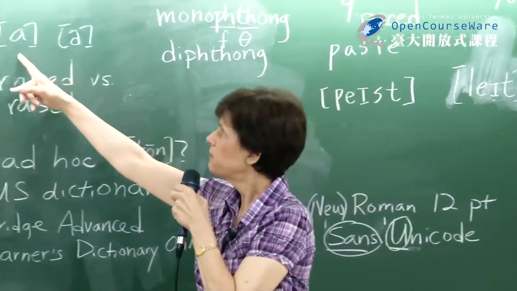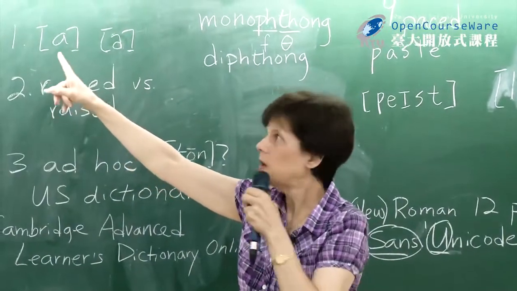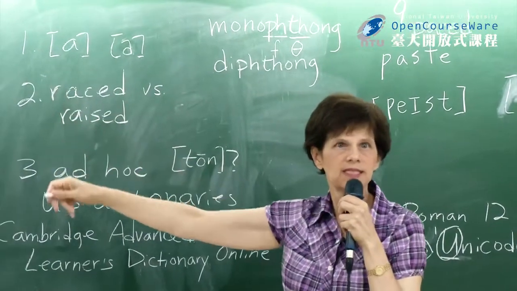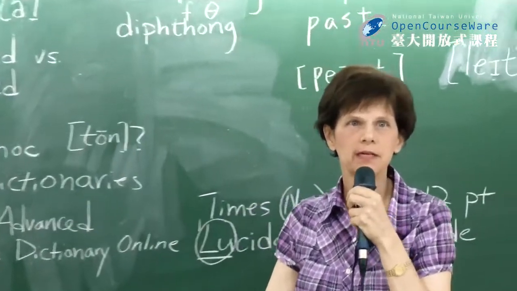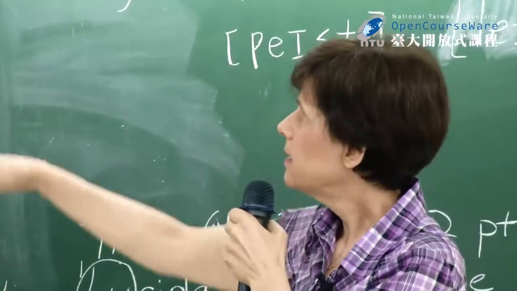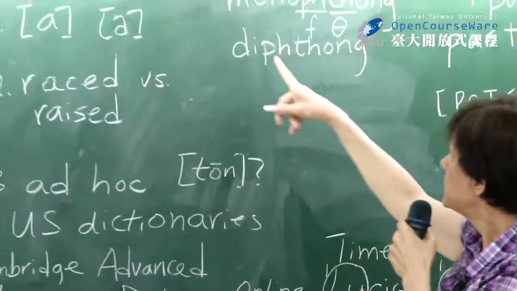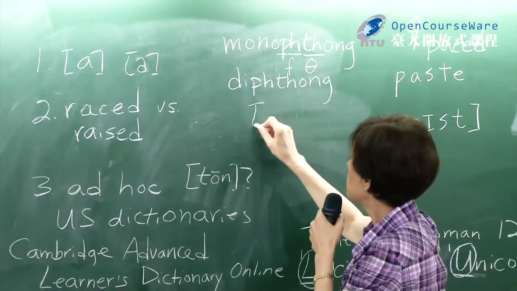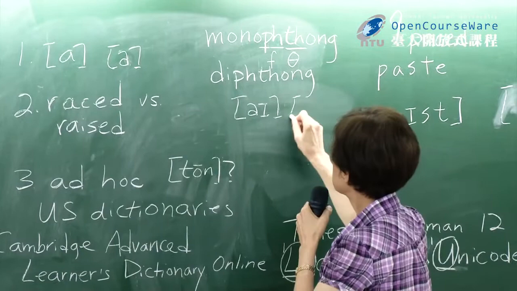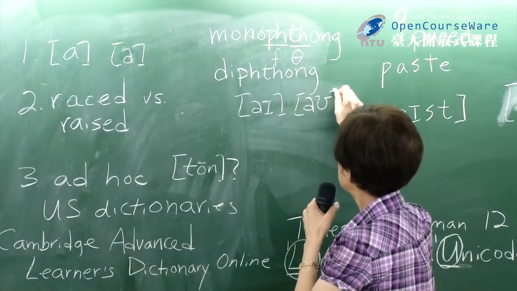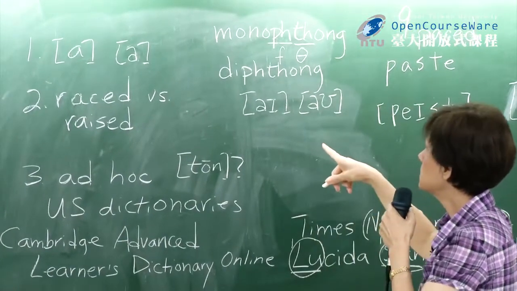We use this one for monophthongs. This is the symbol that we use. It's ah, father, top, etc. That's ah. When we are going to represent a diphthong, and there are only two we need to worry about, I and what? Ow. Those are the two diphthongs in English.